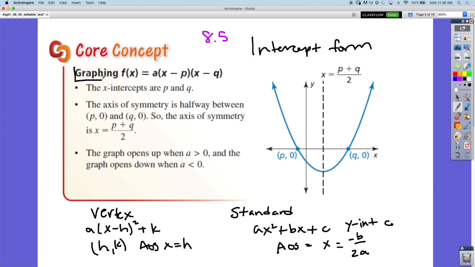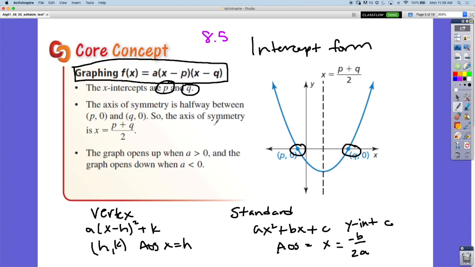Okay, so today we are covering a new form of this, and this is called intercept form. It is this one here, where P and Q are your intercepts, your x-intercepts. The axis of symmetry is logic.